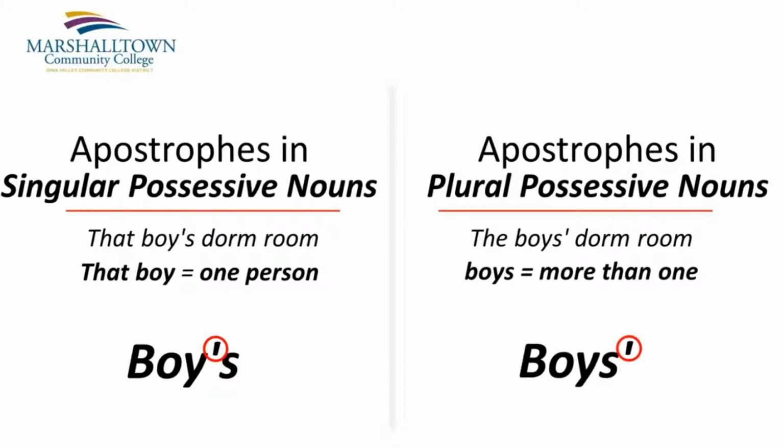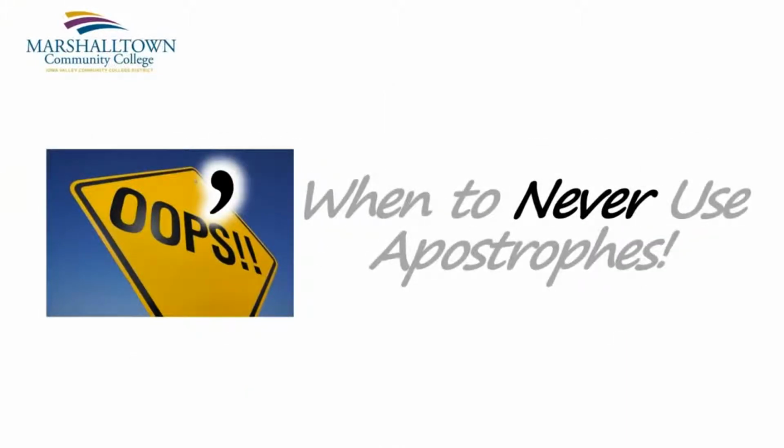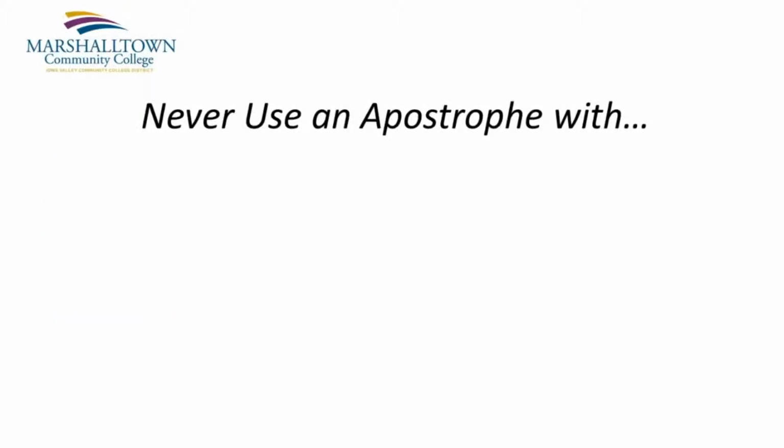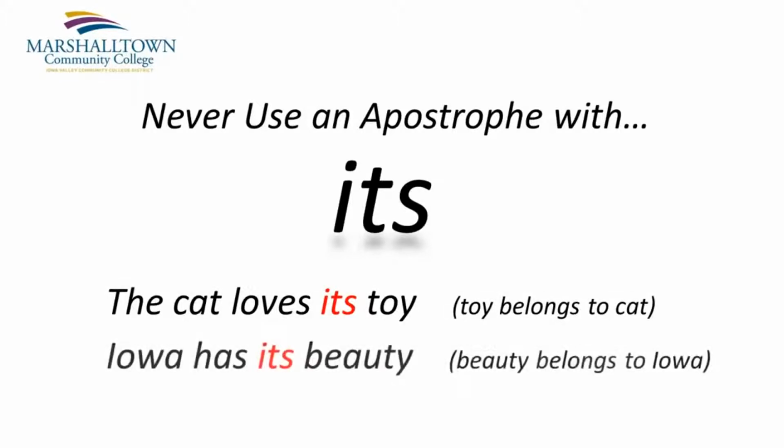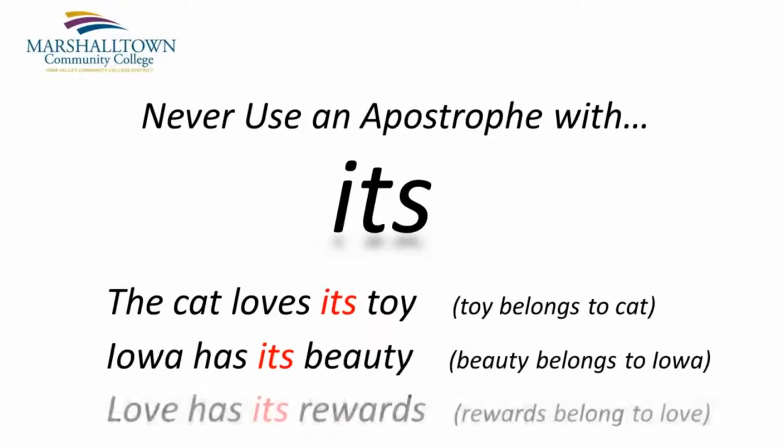One of the most common mistakes people make with apostrophes is to place them in words that should never have an apostrophe to begin with. Under no circumstances should you ever use an apostrophe with the word its. For example, the cat loves its toy. Iowa has its beauty. Love has its rewards.